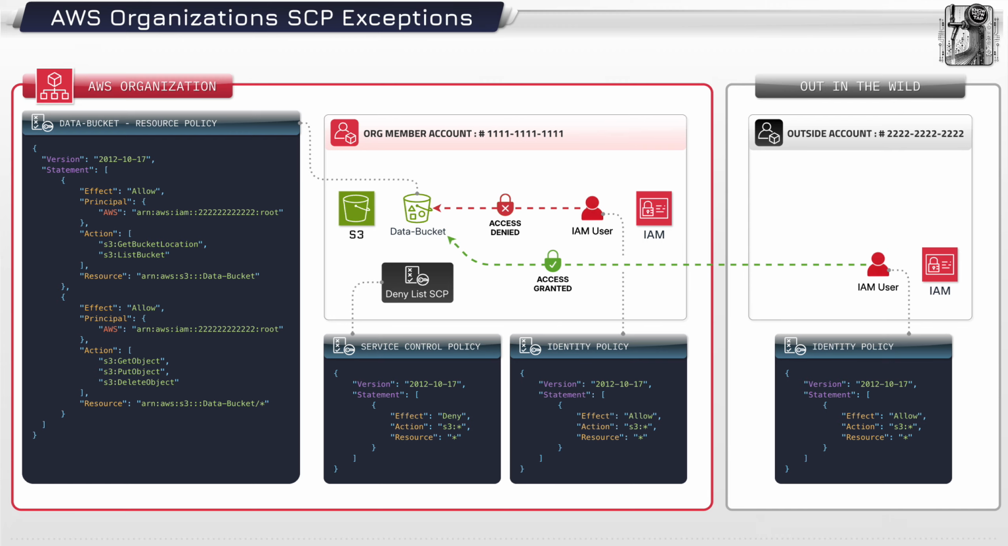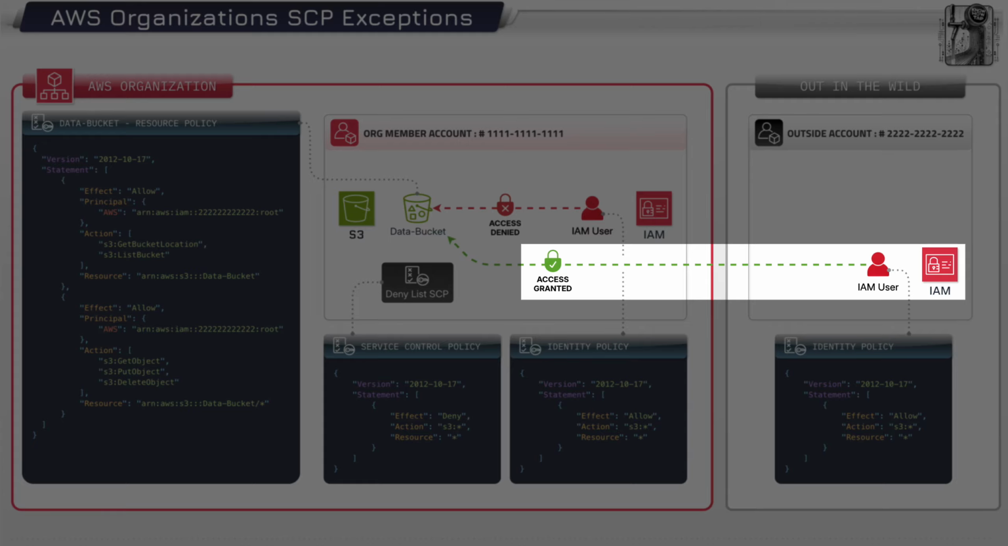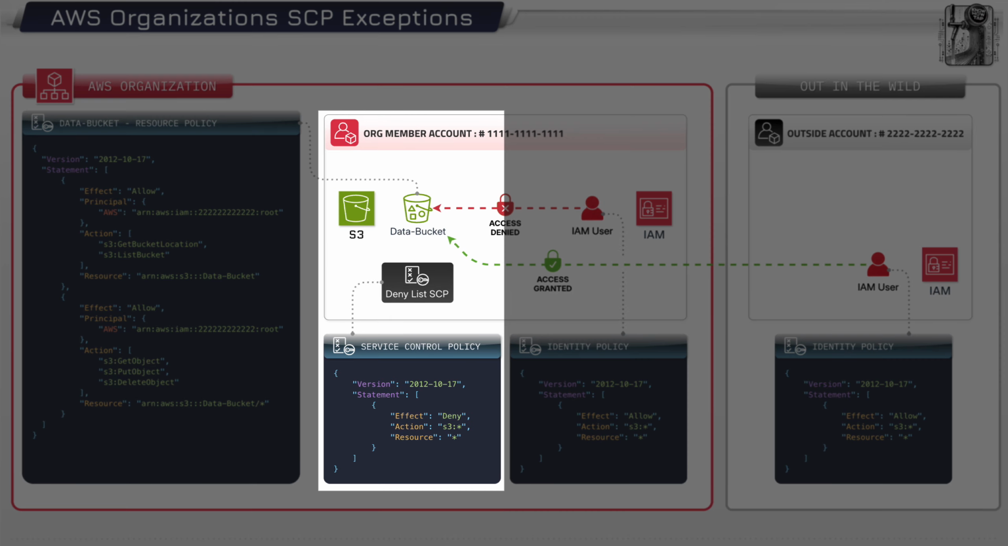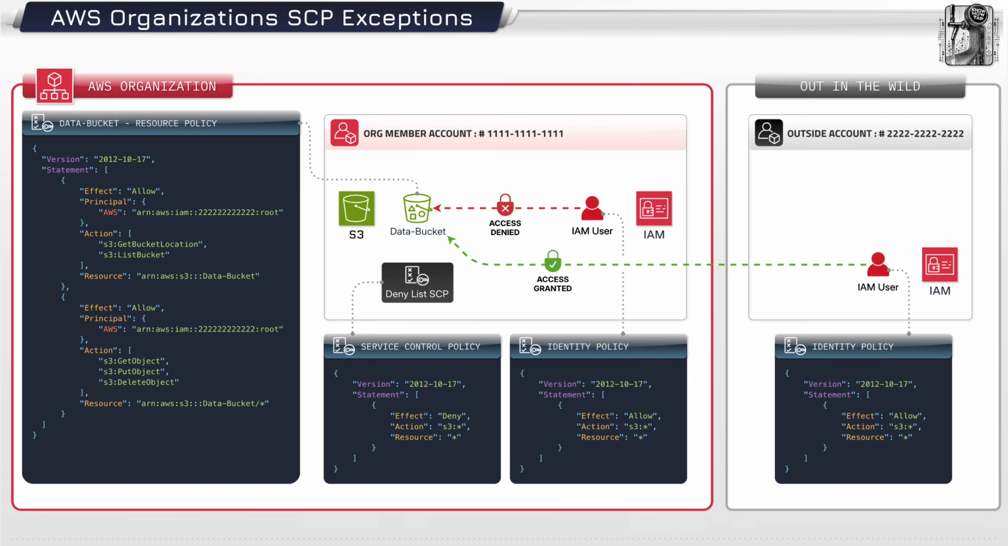Once we attach that resource policy, the IAM user in the external account can successfully make API calls against the S3 bucket in the organization's member account. That access works even though there is an SCP in place that denies S3 actions in the member account. This is where things get interesting. Logically, you might expect that SCP to block that access since S3 is being denied at the account level, but the key thing to understand is where the API call originates.